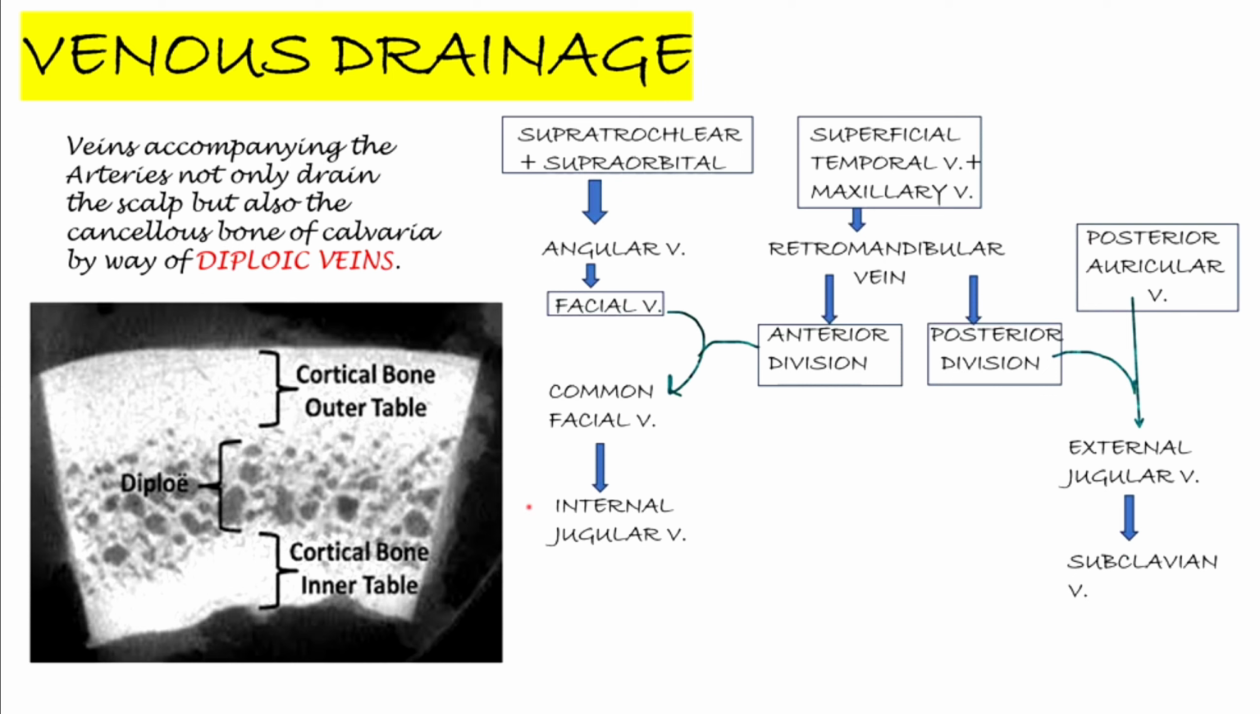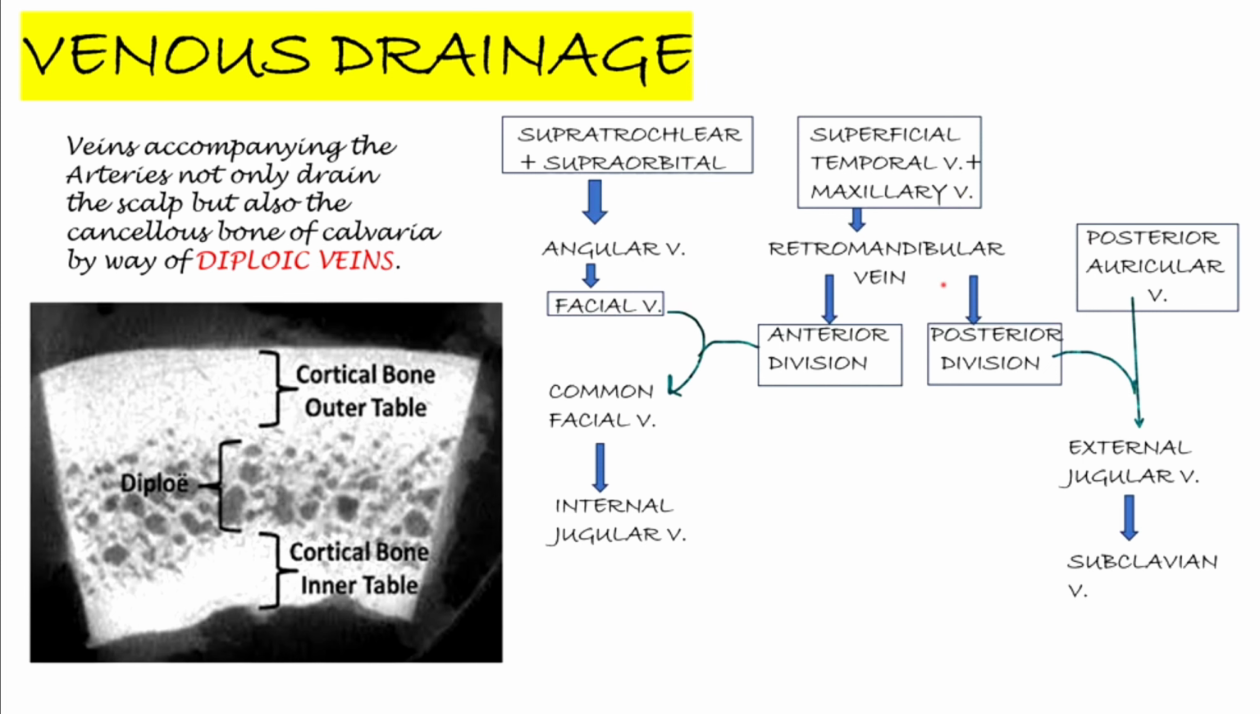This flowchart is extremely important, so note it down. The supratrochlear vein combines with the supraorbital vein to form the angular vein at the angle of the eye. The angular vein drains into the facial vein. The superficial temporal vein travels near the parotid gland. It joins with the maxillary vein and forms the retromandibular vein.